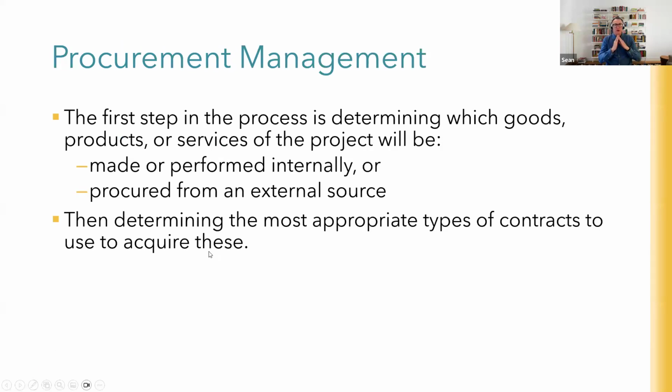So the world of procurement management and project management starts with a decision about what sort of goods, products, or services you need on the project, and whether or not you're going to do them yourself, build them yourself, or you're going to get them from an external source. That's the first decision you need to make. And once you've made that decision, and if you do decide to go outside the project or outside the organization and procure from an external source, then choosing the most appropriate type and form of contract to acquire these. Okay, so that's what it starts with.